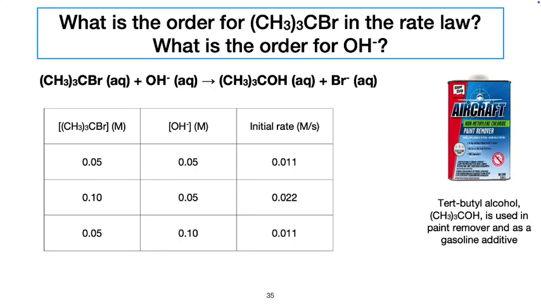So cool. What is the order with respect to (CH3)3CBr, or tert-butyl bromide, in the rate law? What is the order for hydroxide? So we've got our overall reaction, and we now have all of this data. It's kind of a hard question. See what you can come up with. I see a blue box, so you're supposed to think about it. You do not have to calculate it. Walk through the process of what you would do.